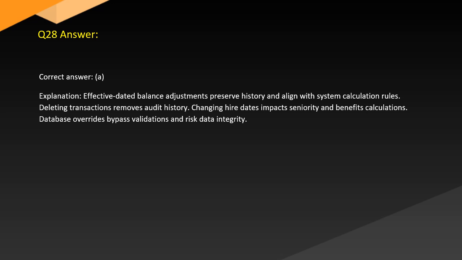Answer. Correct answer: A. Explanation. Effective dated balance adjustments preserve history and align with system calculation rules. Deleting transactions removes audit history. Changing hire dates impacts seniority and benefits calculations. Database overrides bypass validations and risk data integrity.